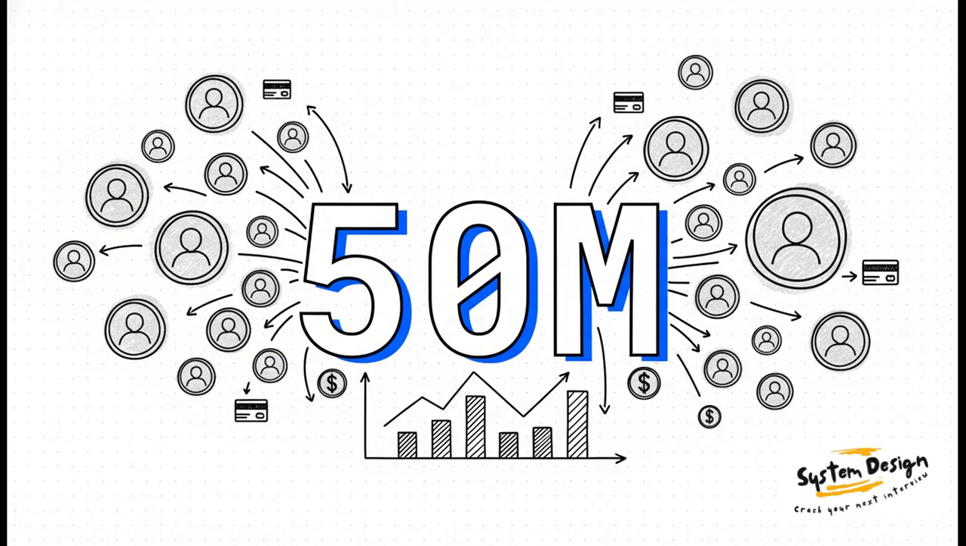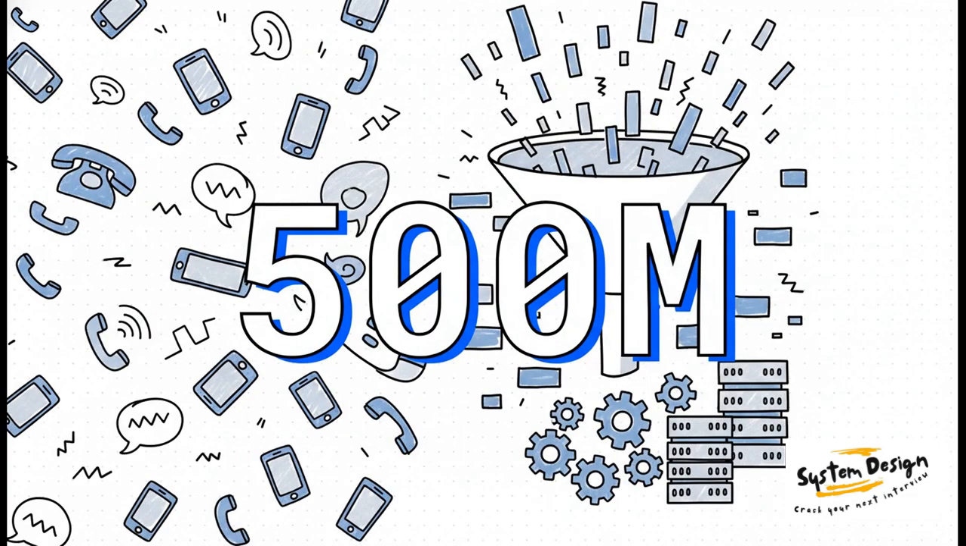It all starts right here. 50 million subscribers. This is our baseline, our ground zero. Every other calculation we're about to make is going to flow from this one number. So what kind of traffic does that actually generate?